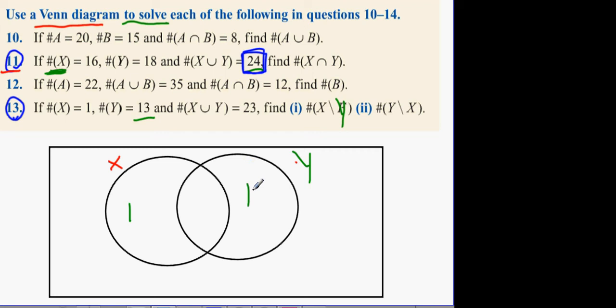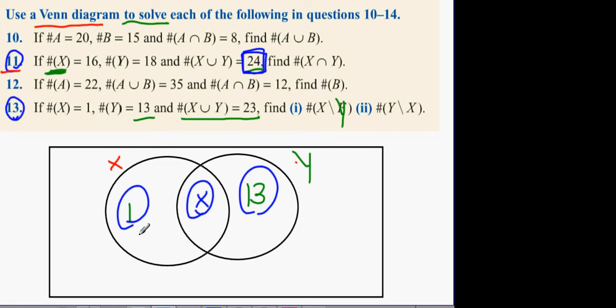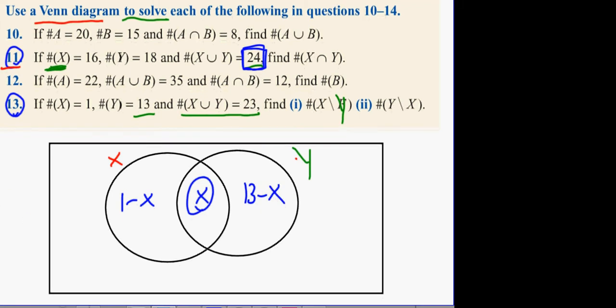And what does cardinal number of X union Y mean? Means that if you add them all up, you get 23. And what should I put in here? X. What's this make this one? 1 minus X. Okay. And this and the other one? 13 minus X. Okay. Then what happens when you add them all up together? What should you get when you add them all together? Let's find out what it is.